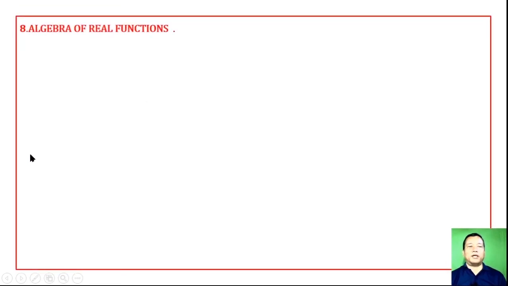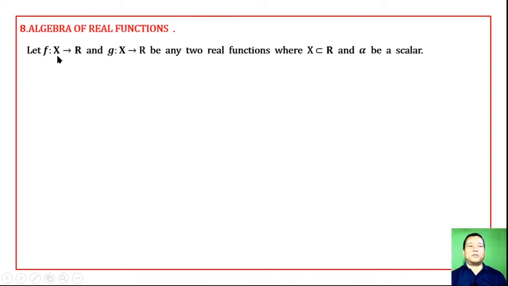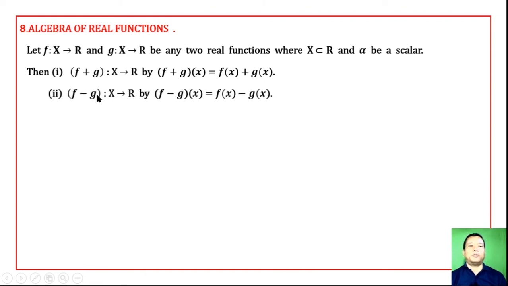Algebra of real functions. Let f and g be any two real functions from X to R, where X is a subset of R, and alpha is a scalar. Then, number 1, the sum of two functions, denoted by f plus g. F plus g is also a function from X to R defined by (f plus g) of x is f of x plus g of x. And f minus g, which is the difference of two functions, is again a function from X to R defined by (f minus g) of x is f of x minus g of x.